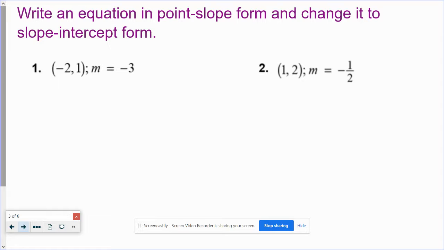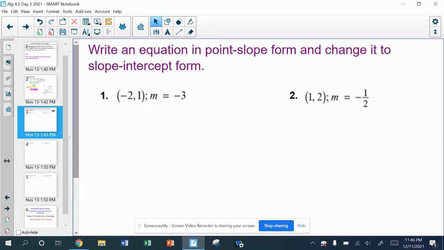Now, if I give you, for instance, in number 1, a point and a slope, we should be able to write this equation in point slope form. That's what we worked on yesterday. And then we're going to change that into slope-intercept form. You have already done quite a bit of this. That's not going to be a big challenge for us.